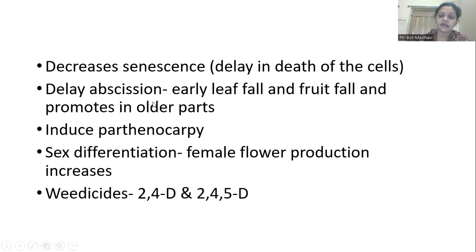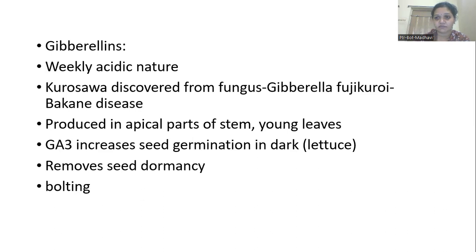And they will delay abscission, that means the early leaf fall and fruit fall in the plant body. And they delay senescence also, that is the death of the cells. And they will enhance parthenocarpy and they will do sex determination. That means the female flower production will be increased compared to the male flower production by a supply of auxins in the plant body. Example, Cucurbitaceae family members.